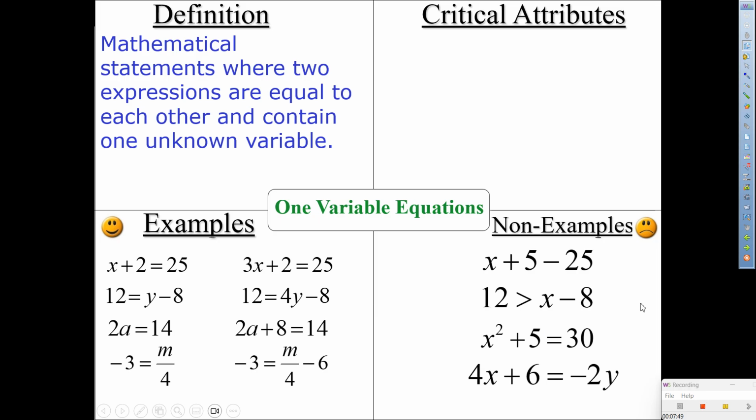Non-examples. Don't copy those yet. We have x plus 5 minus 25, 12 greater than x minus 8, x squared plus 5 equals 30, 4x plus 6 equals negative 2y. Talk to your neighbor, let them know why these are not one-variable equations. Why are those not one-variable equations?